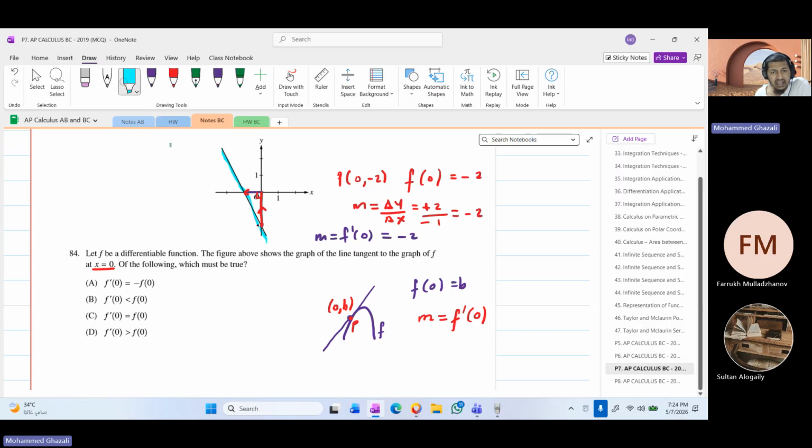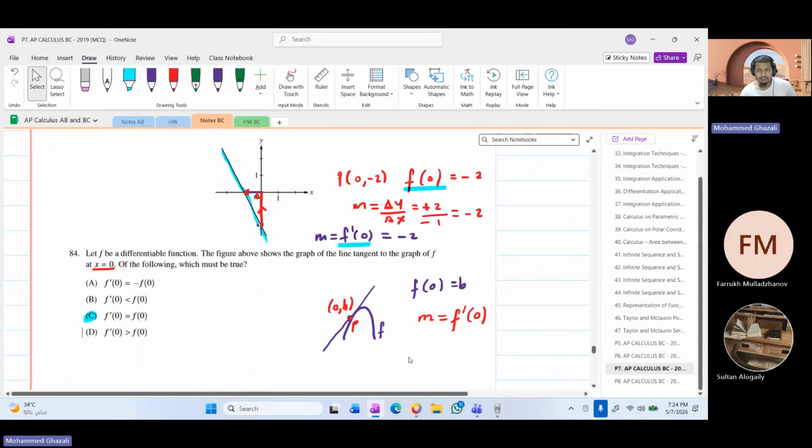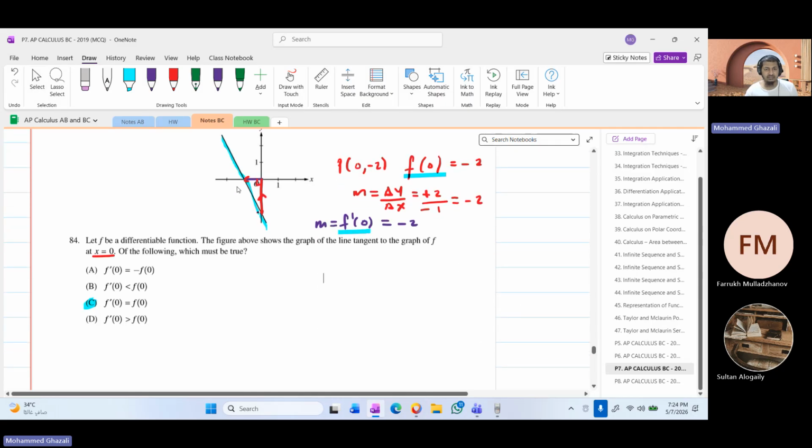So guess what? At that point, what's happening? The derivative and the function values are equal. Can you see? So the answer is C. But this is only a special scenario, okay? It doesn't always happen. I'm just giving you an example. We'll take this out. Let's focus on that only. Right, that's a graph. It's good.